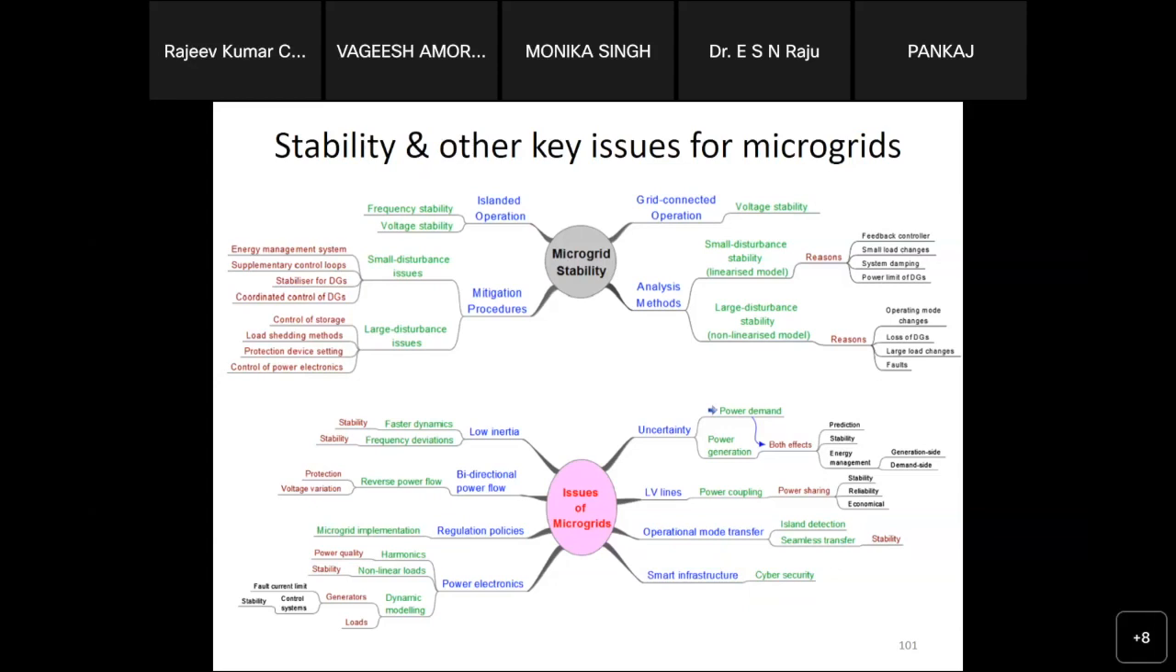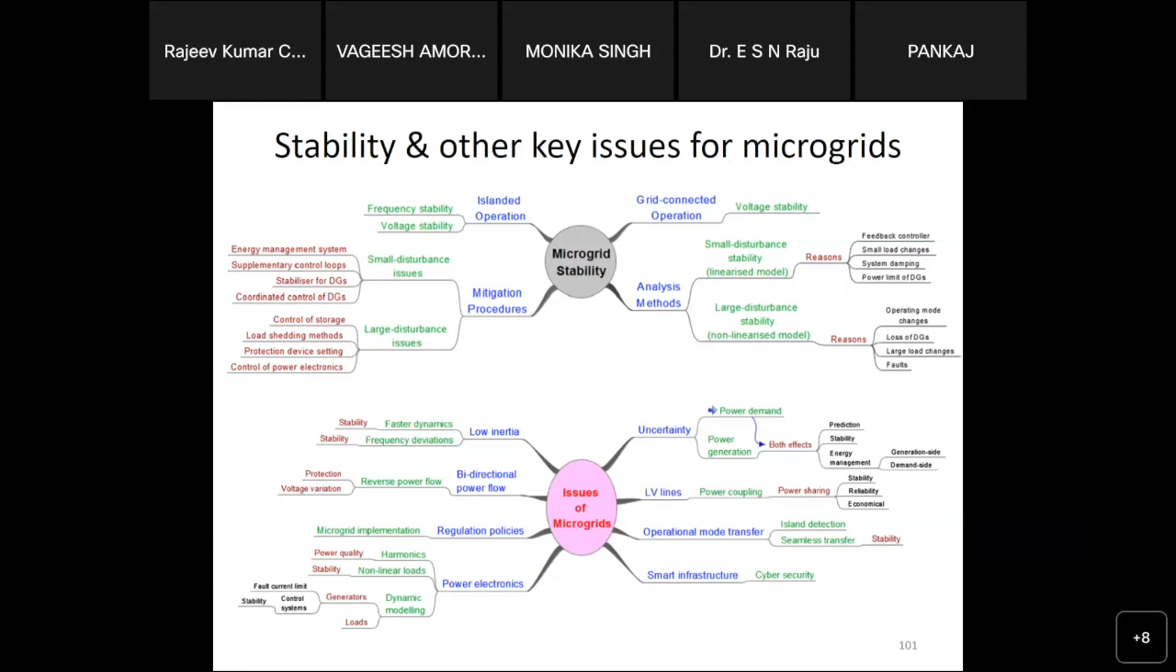So when we see the operational mode transfer, when we are dealing with the non-isolated microgrid, we have to go for the seamless transfer between islanding mode to grid mode and grid mode to islanding mode. There is some large distance from the islanding mode to grid mode and grid mode to islanding mode. In that case, we will have stability issues.